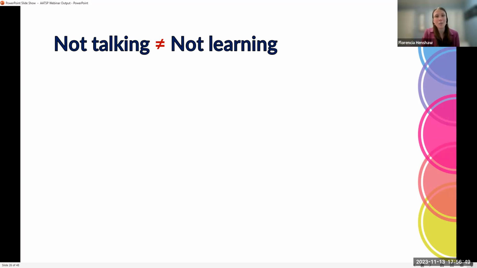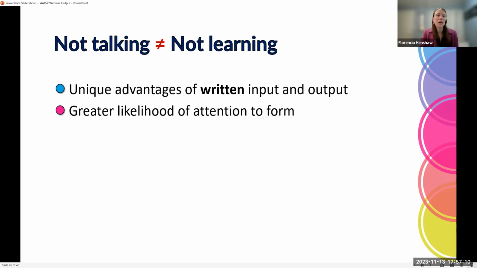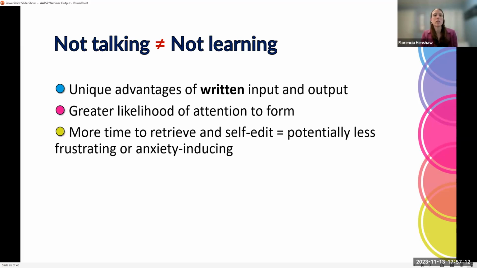There's a lot of talking that happens in silence. There's a lot of language processing that happens when the students are not talking. And not just input, but also output. There are definitely unique advantages of written input and output. Research has consistently shown that students notice and focus more on form. They have more time to edit, right? So there's a lot of good things that happen with written input, whether you're reading something or writing something.